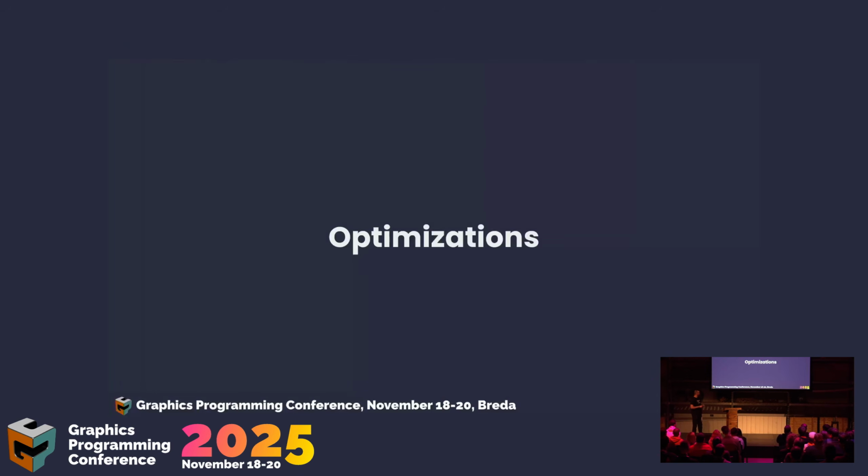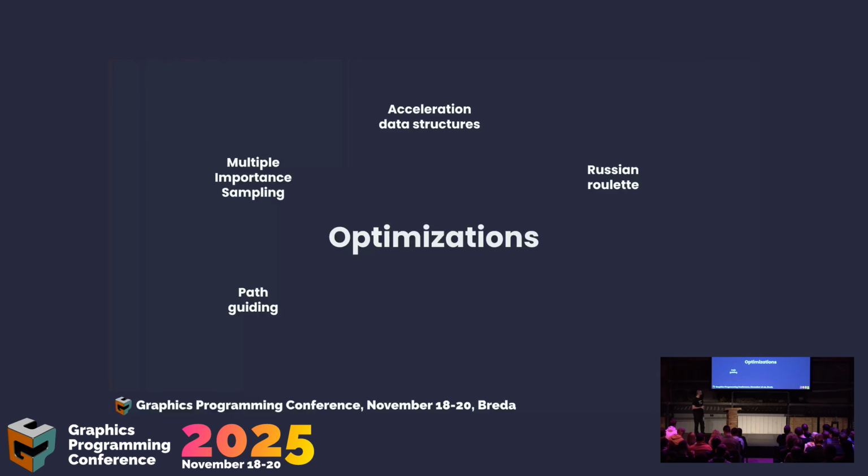Okay? Of course, we cannot rely entirely on the system on which our software runs, so we have to implement other optimizations. We have multiple importance sampling, which tells us which are the most important rays that we have to trace. We have Russian roulette, which terminates our light paths intelligently. We could guide our rays in the proper directions that are most important. Acceleration data structures are a big topic in ray tracing, and many other things could be done.